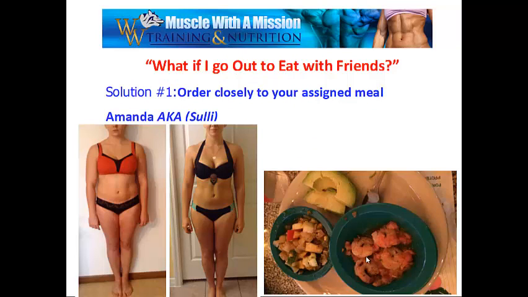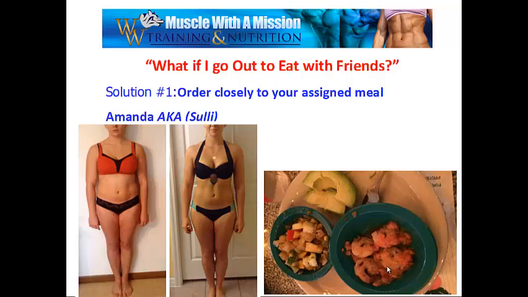Well, look what she ordered at a Tex-Mex restaurant. She got her avocado. She got her little salad. She got shrimp, about 3 ounces of shrimp. Boom, that's a meal. Perfect. She did it. That's it. How hard was that?